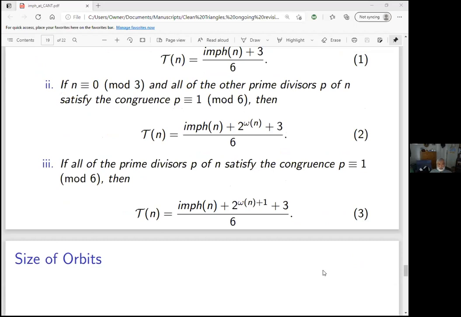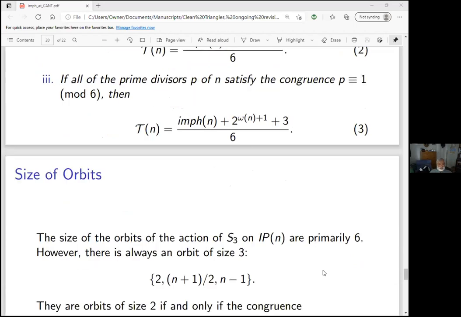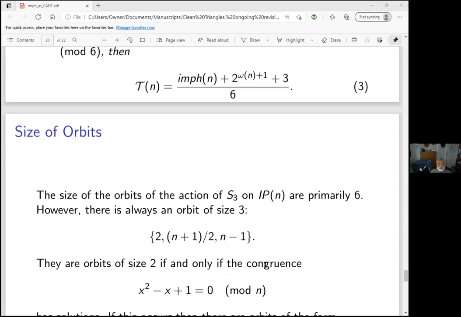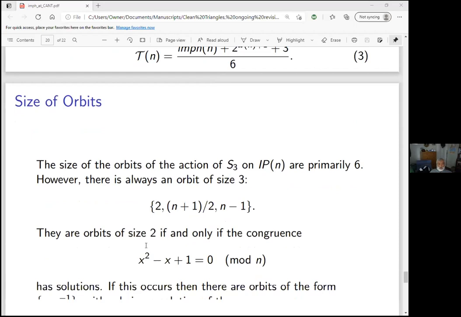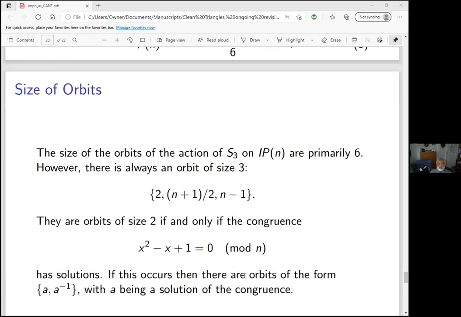I just want to mention one thing about the orbits. Most of the orbits of the action of S3 are of size 6, but there's always an orbit of size 3, which is this one. And you can get orbits of size 2 provided this congruence has a solution.